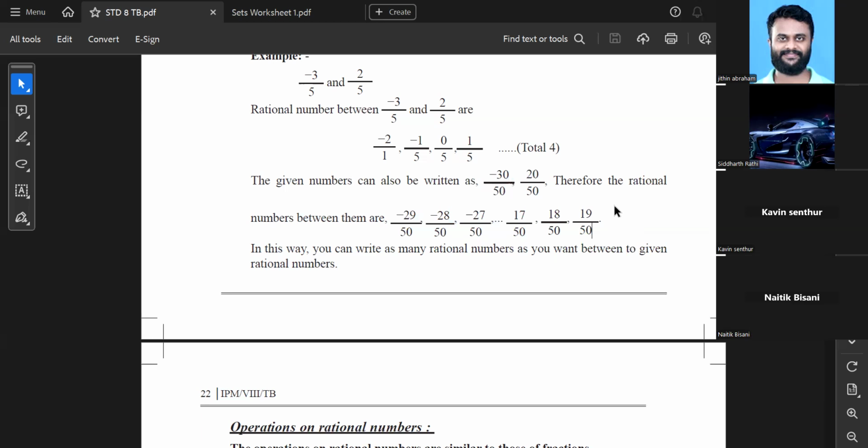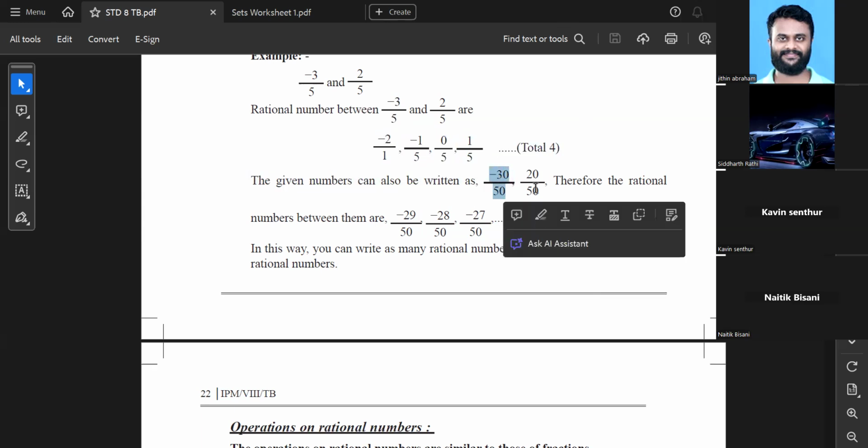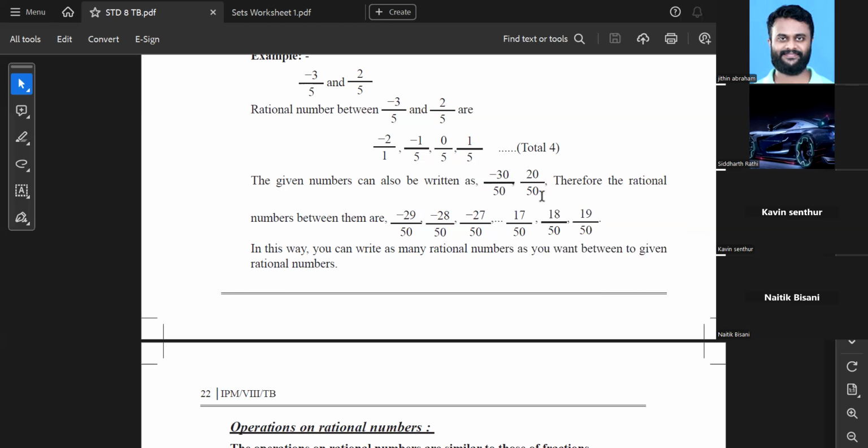I believe I'm clear. So which means if you wish to find the rational numbers between any two rational numbers, it totally depends on what kind of fraction you have. If the fraction is minus 3 by 5, then the number of rational numbers will be less. If the fraction is minus 30 upon 15, then the number of rational numbers will be more. If the number is minus 300 upon 500, then even more rational numbers will be there in between. I hope I'm clear.